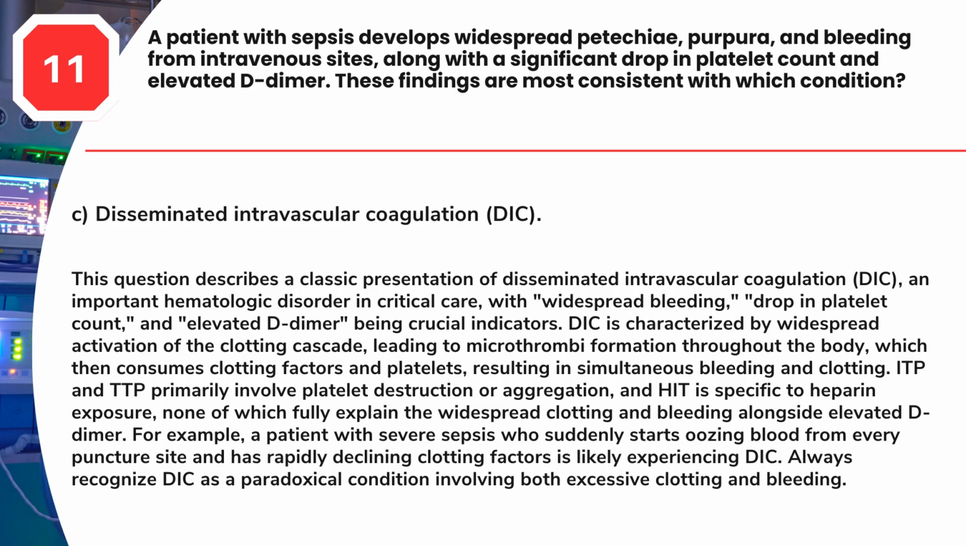ITP and TTP primarily involve platelet destruction or aggregation, and HIT is specific to heparin exposure, none of which fully explain the widespread clotting and bleeding alongside elevated D-dimer. For example, a patient with severe sepsis who suddenly starts oozing blood from every puncture site and has rapidly declining clotting factors is likely experiencing DIC. Always recognize DIC as a paradoxical condition involving both excessive clotting and bleeding.